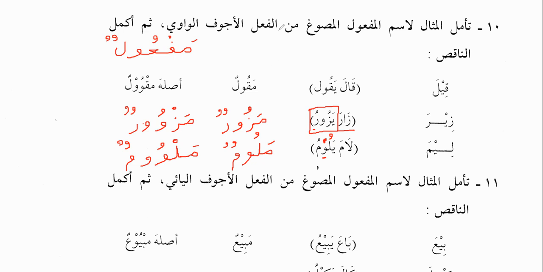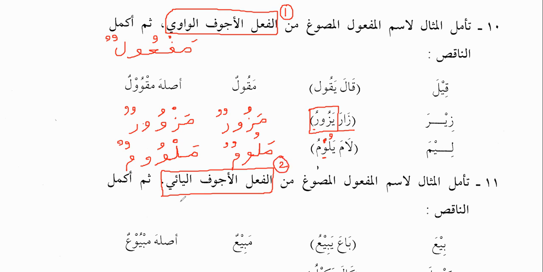So this is the first kind of verb that you are learning, that is ajwaf wawi, where the alif changes to wow. Now we will learn the second type of verb, that is ajwaf ya'i, where the alif changes to ya when you change it into the present tense. So let's see.